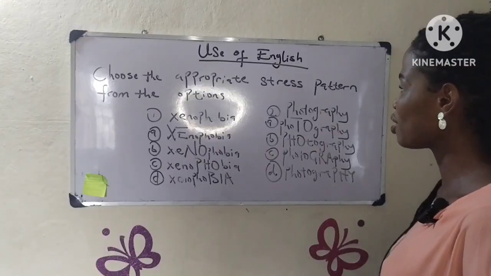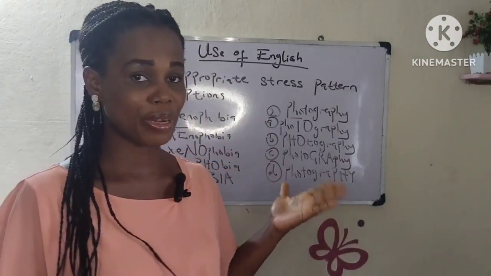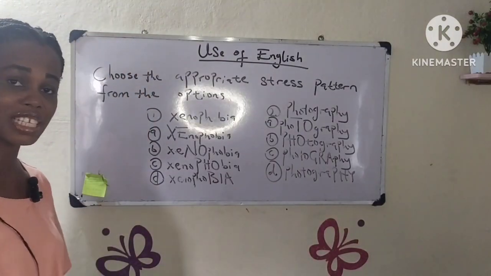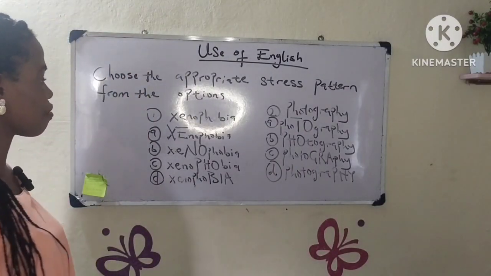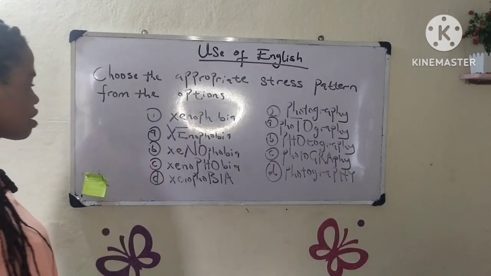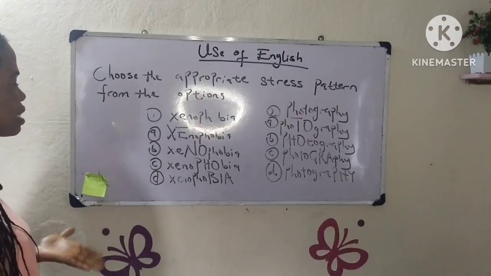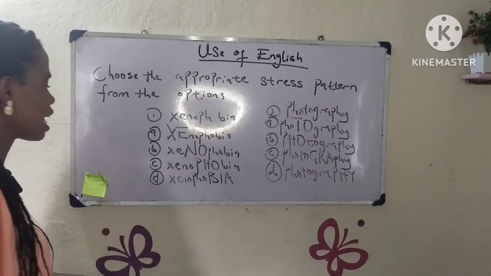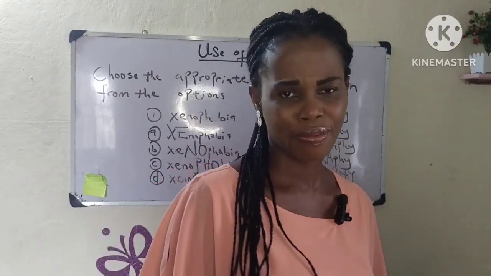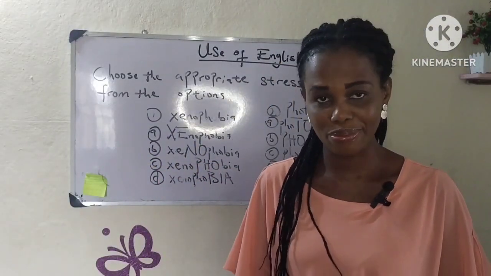All right, we have: choose the appropriate stress pattern from the options. We have xenophobia. The first word is xenophobia. Option A, the stress is on the first level, option B, second level, option C, third level, and option D, fourth level. So how can we stress xenophobia? Which of these levels should have the primary stress?